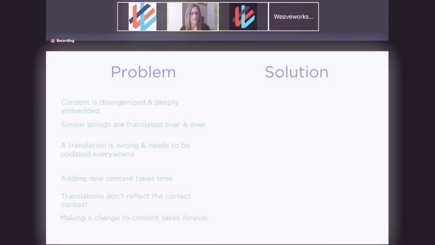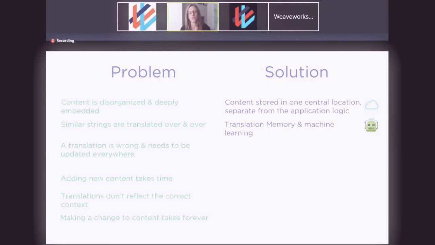Traditionally, content is really disorganized, and that's why we put it into a separate layer. And when it's that disorganized, you see the same strings appearing over and over again, and linguists seeing the same thing and having to copy and paste a lot and do a lot of extra work. And so we have something called a translation memory, and that's where we utilize a lot of machine learning to take away some of the repetitive tasks.